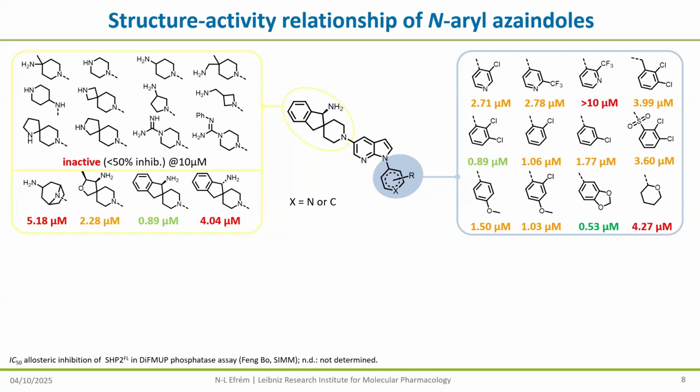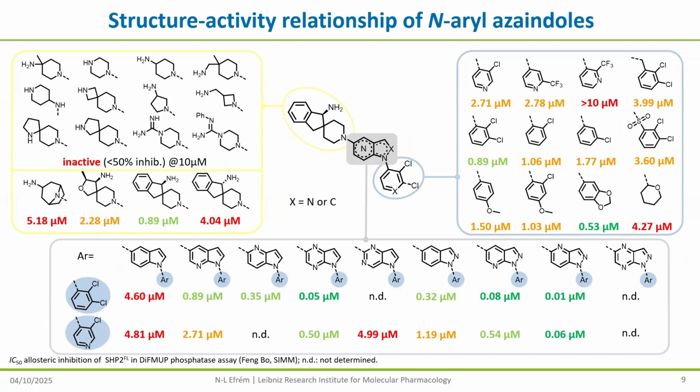So the dichlorophenols motif that is found in most allosteric SHP2 inhibitors published seemed to be most potent among the variants that we tried. But we were surprised to see that also this benzodiazole, which has not been published in the context of allosteric SHP2 inhibitors before, seemed to bring forth good inhibitory potency.